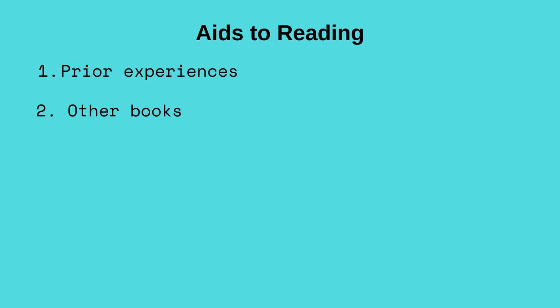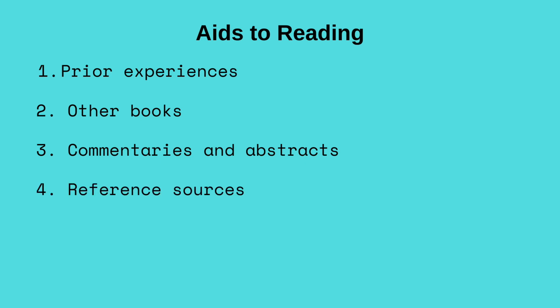So there are 4 sources of external reading material discussed in this book. Number 1, the reader's prior experiences. Number 2, other books. Number 3, commentaries and abstracts. And number 4, reference sources. Naturally, we would like to add the internet and possibly videos, even though videos aren't reading, but they are readily available enhancements to understanding that weren't so freely available back in the day. So let's take a look at each of these sources that they cover in turn.